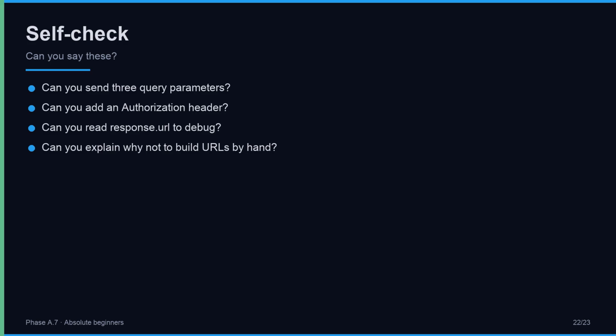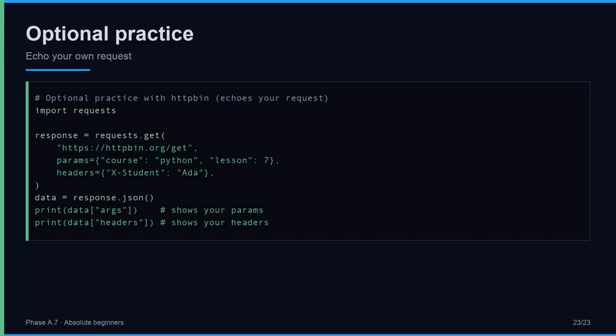Say each out loud. For practice, call httpbin.org/get. It echoes back everything you sent. Pass 2 parameters and 1 custom header. The JSON response includes an args field with your parameters and a headers field with your headers. You will see exactly what the server received. This is the safest place to practice. No real service, no real key, just an honest mirror. Play until params and headers feel natural.